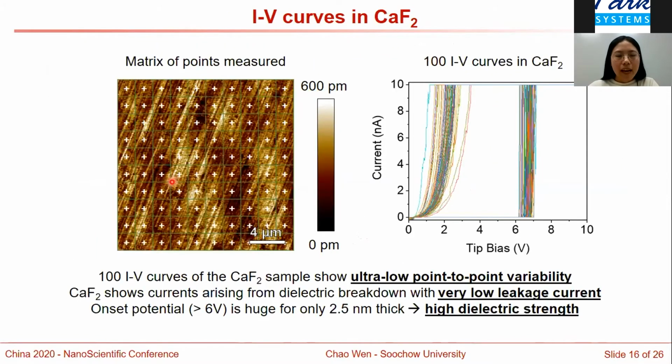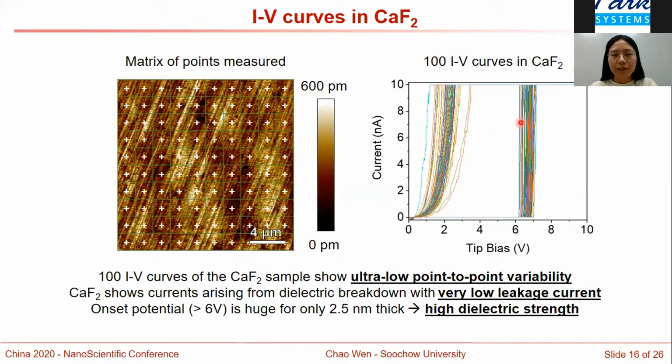So next, I start to measure the current versus voltage curves in calcium fluoride, which I will call IV curves later. And before the IV curves, I first scan the surface with a scan size of 20 micrometers. Then I select a matrix of 100 points. After that, I do 1 IV curve at each position. So in total, I got 100 IV curves in calcium fluoride.